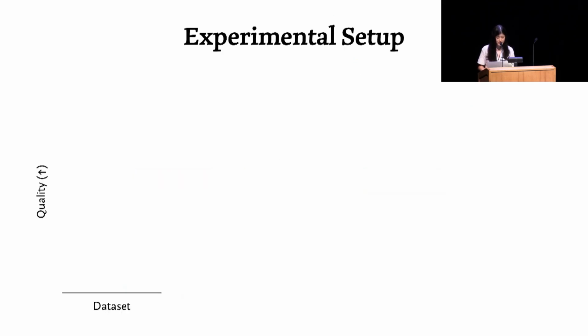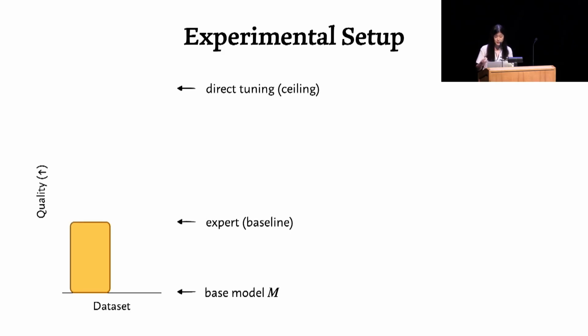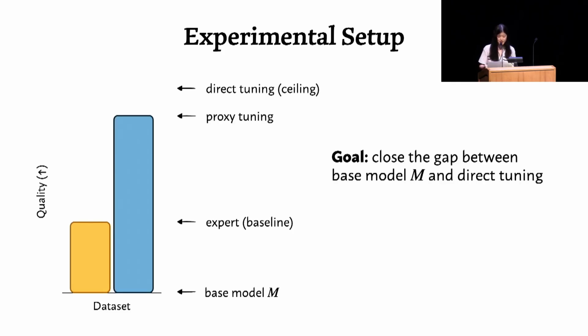Before I get into the experiments, I'll first explain the setup and how the results figures will look. So for any given dataset, we'll visualize the results where the baseline is the base model's performance, and the ceiling is the truly tuned model's performance, which we are trying to achieve. Another baseline that we need to beat is the expert, which is the small directly tuned model that we use in proxy tuning. And we hope that proxy tuning will look something like this.